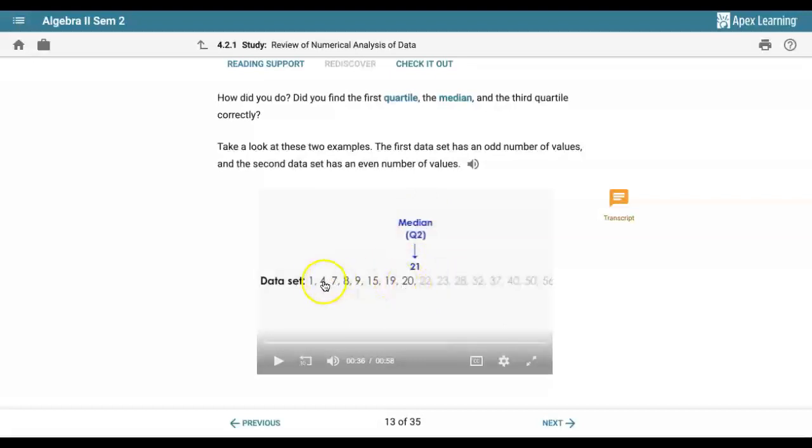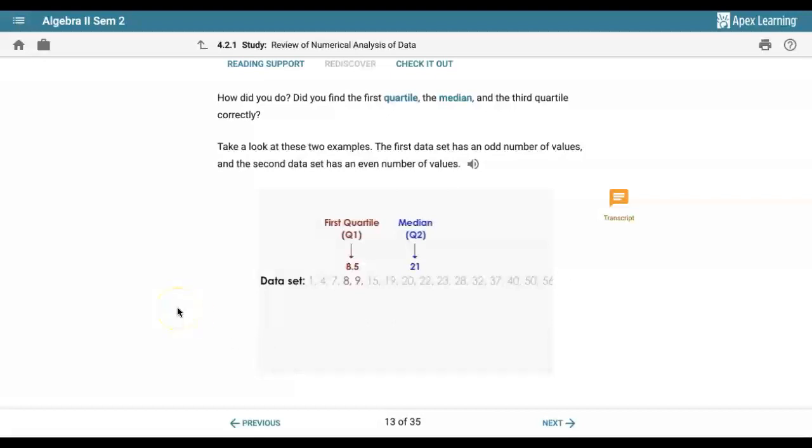Then we're going to count these down. Again, I really like the way that they do this with shading. When we count them down, 20 and 1 cancel, 19 and 4 cancel, 15 and 7 cancel. So we're left again with two values in the middle. The first quartile is 8.5. Hopefully you know why, because again, we're going to take the average of the two values, 8 and 9. Now let's find the third quartile.